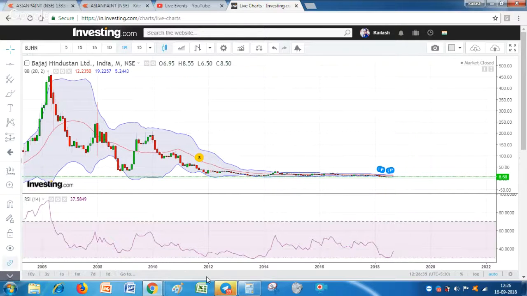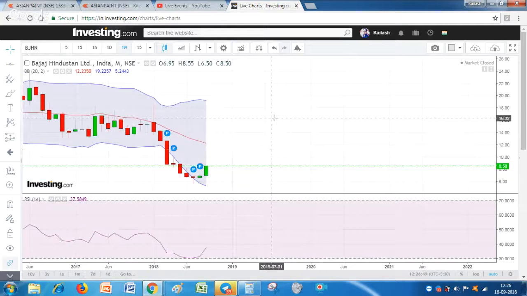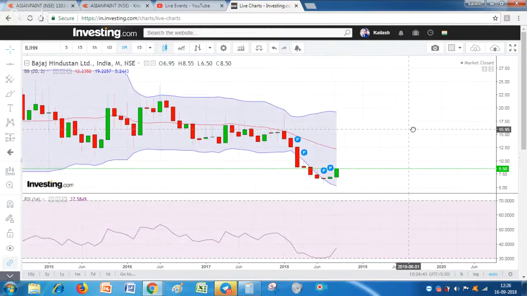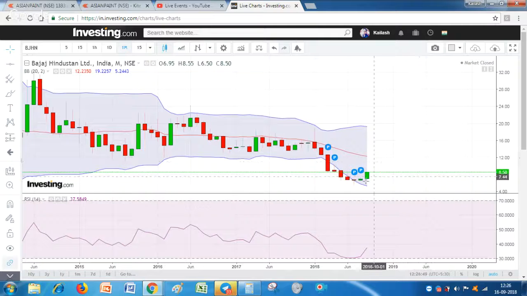Now let us zoom out the chart. Friends, look at this condition. It has given an indication: from touching the lower Bollinger Band on the monthly chart, it has made an upward move. So we can expect some upside movement up to this level, somewhere around 11 to 12. It may go up to that level.